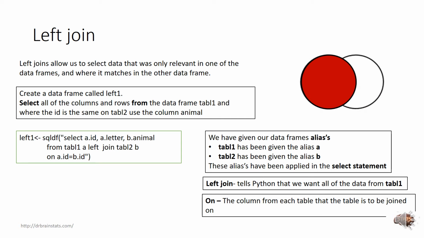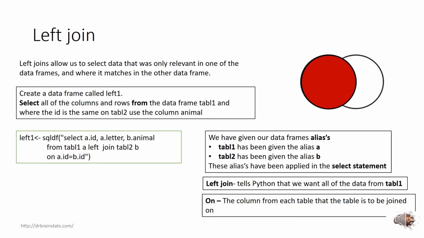So in our first example, we're going to create a data frame called left1. We're going to select all of the columns and rows from a data frame table 1, and where the ID is the same on table 2, we're going to use a column animal. So we can look at the script.